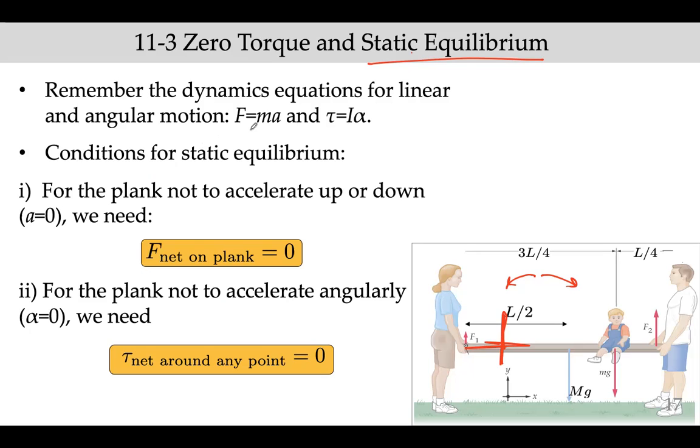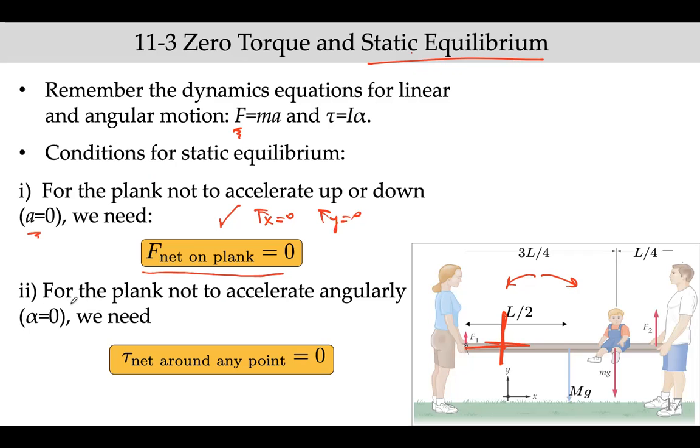Okay, so conditions for static equilibrium. For the plank not to accelerate up or down, so acceleration is 0, we need the net force on the plank to be 0. Remember, if net force is 0, then the linear acceleration will be 0. And you can think of this as two conditions: Fx equals 0 and Fy equals 0.